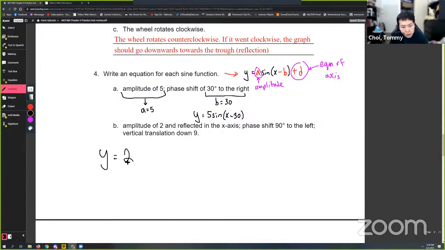We have y is equal to -2 sine x, or theta, plus 90 minus 9. And the rest of the people that have sent it to me are also correct, which is great. So that negative indicates that reflection, 2 representing the amplitude, plus 90 representing the phase shift to the left, and minus 9 representing the vertical translation down. Perfect. So if I give you this information, you should be able to give me the equation back, right?